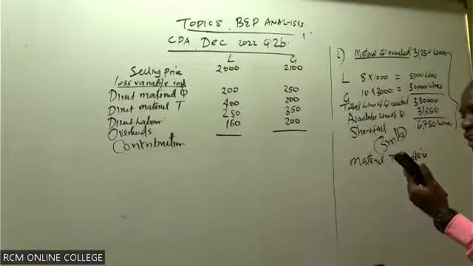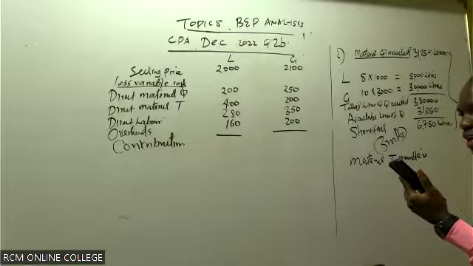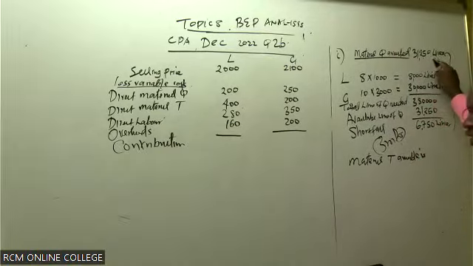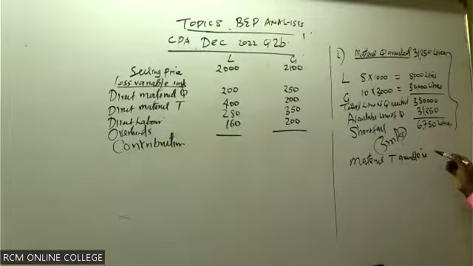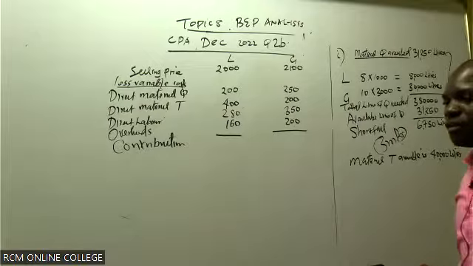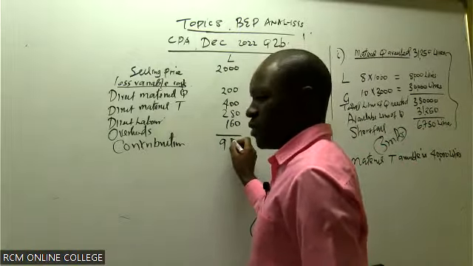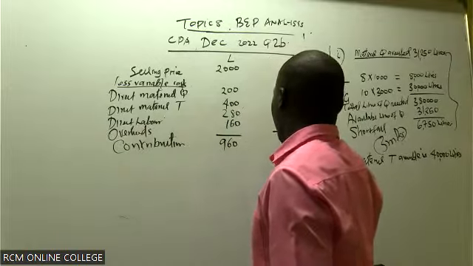So they are going to bring additional information number 5. They tell you material Q available is 31,250 liters. Material T available is 40,000 liters. Have they mentioned any limiting factor there?